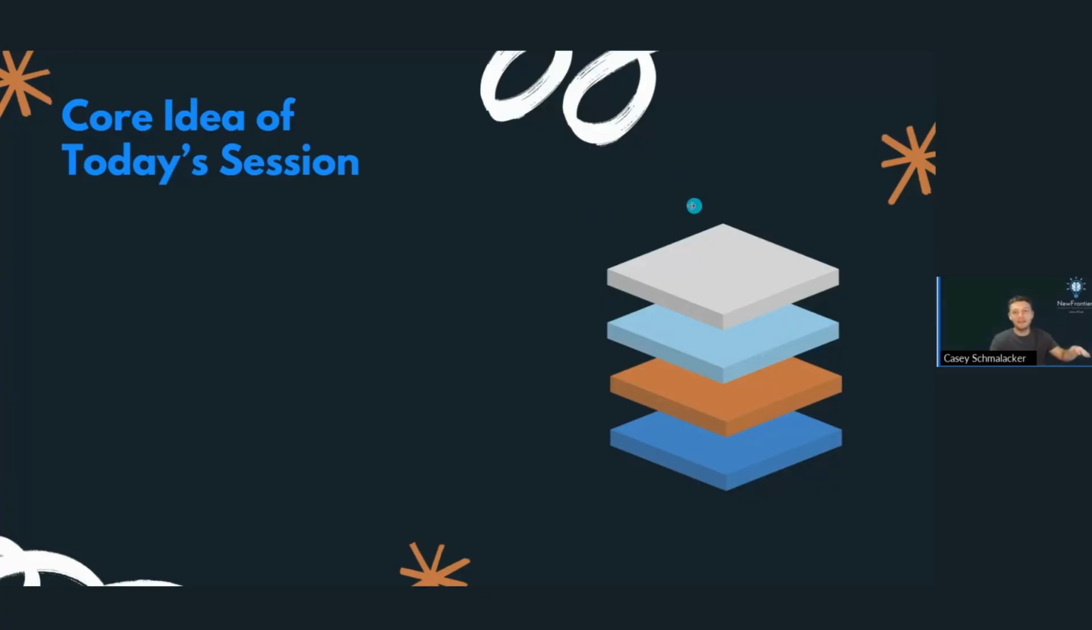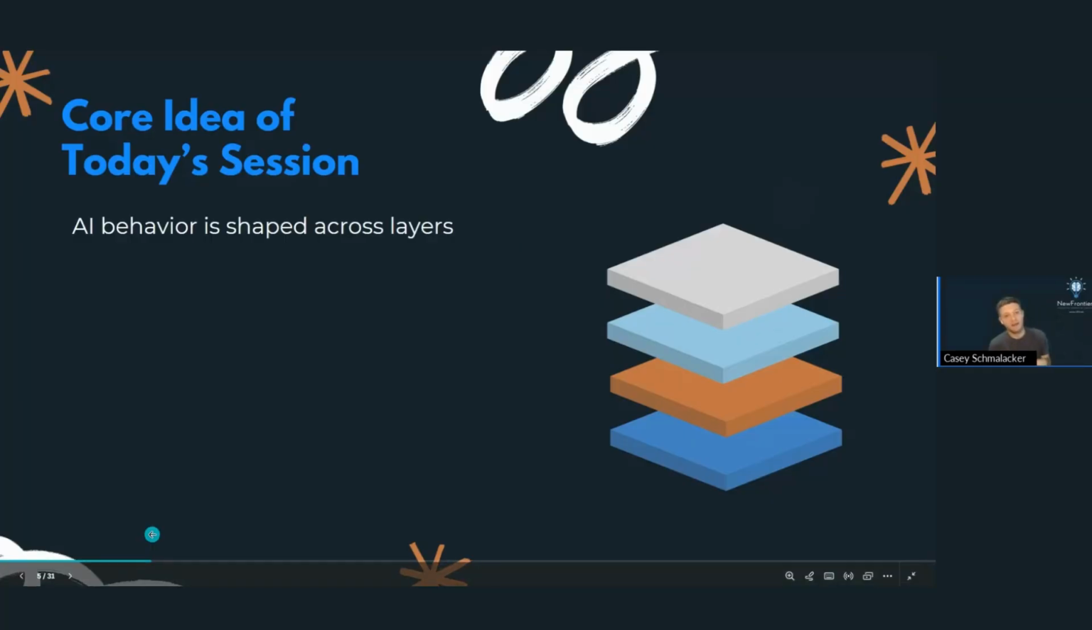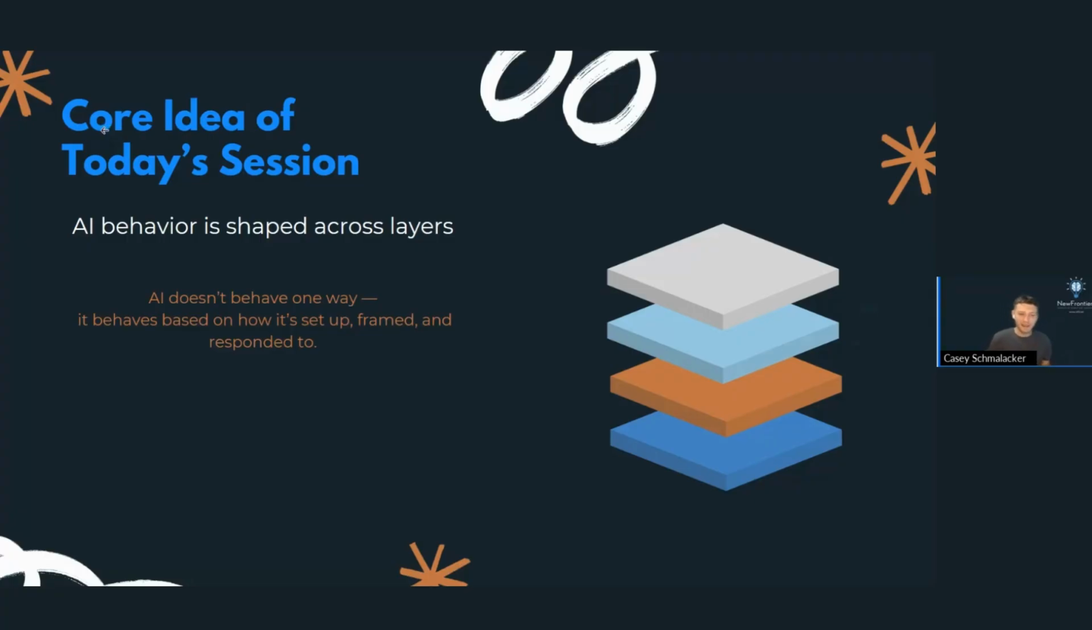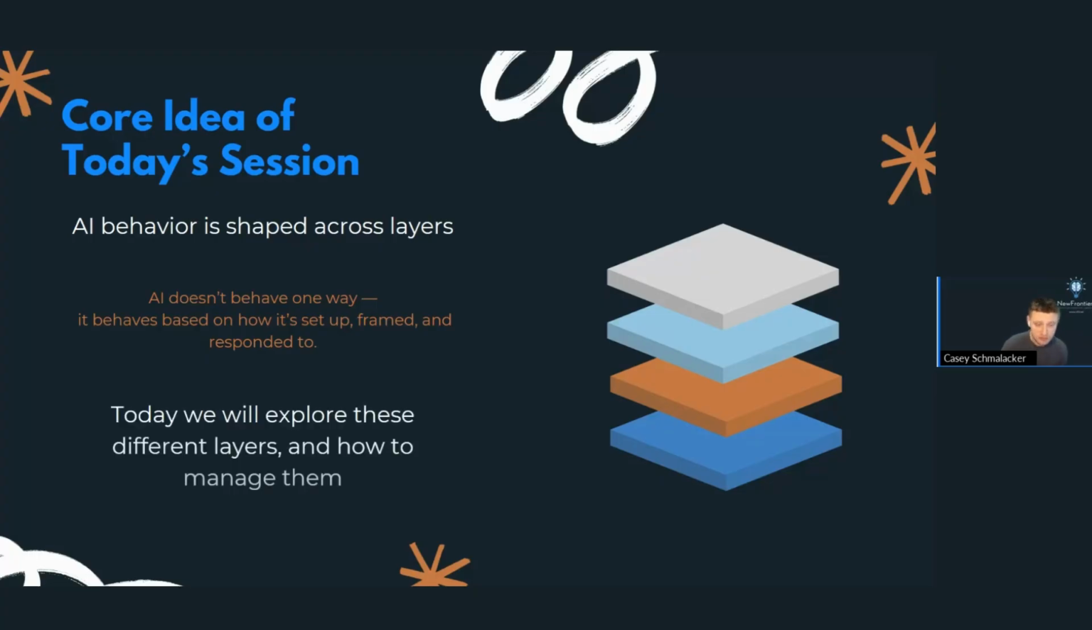So, the core idea of today's session is that AI behavior is shaped across different layers, and they're not always very apparent what these layers are. So, AI doesn't behave in just one way. It behaves based on how it's set up, framed, and responded to. It's very iterative of how it learns, how it adapts, and how it determines the best responses to give back. So today we will be exploring these different layers and how to manage them. And I'll actually be pulling up ChatGPT and showing some of these things in action.